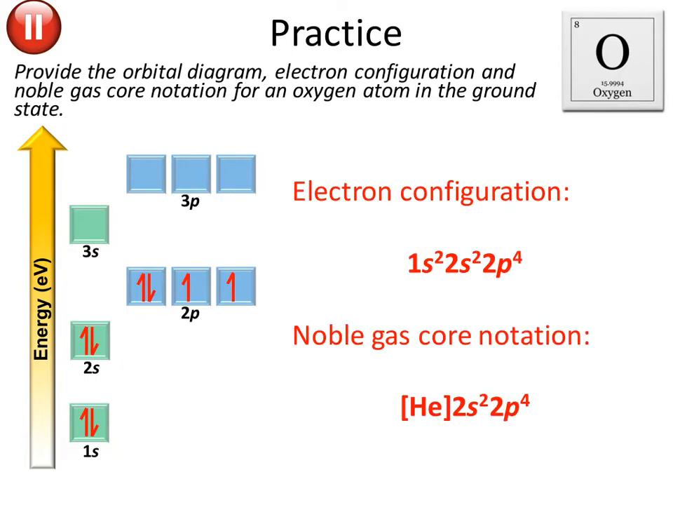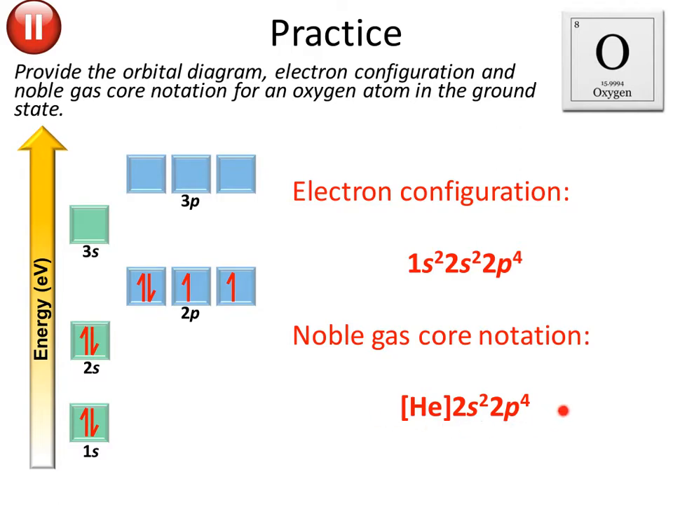Welcome back. So here are the answers for this. Again, oxygen has 8 electrons, so that means that you're going to have 2 in the first 1s, then you're going to have 2 in the 2s, and you'll have 4 in the 2p. So this orbital diagram will get translated into 1s2, 2s2, and 2p4.